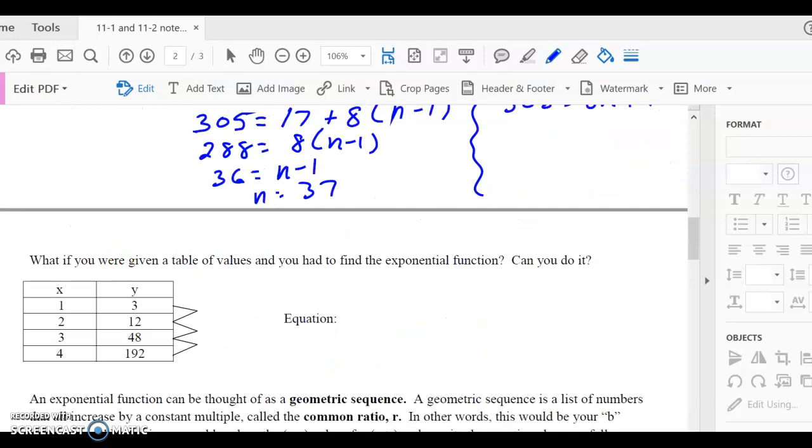What if you were given a table of values and you had to find the exponential function? Could you do it? Well, what you'll notice is we're going up by ones in the left-hand column, but in the right-hand column, we're multiplying by 4. So that is basically the definition of an exponential when you're multiplying by a common number. So in this equation, we would start off with y equals 3, where we started, times 4 to the x minus 1.